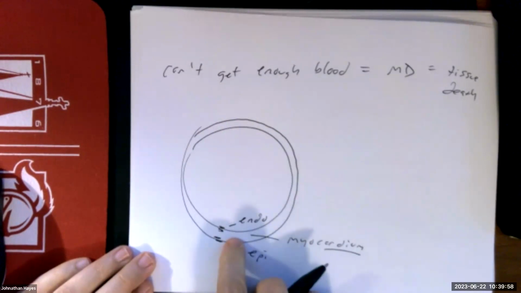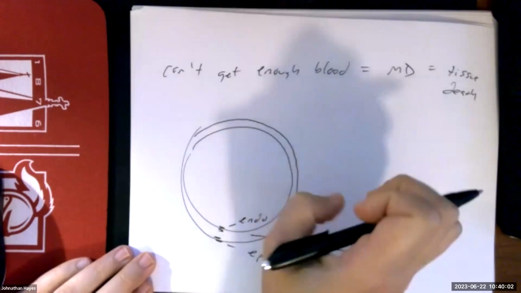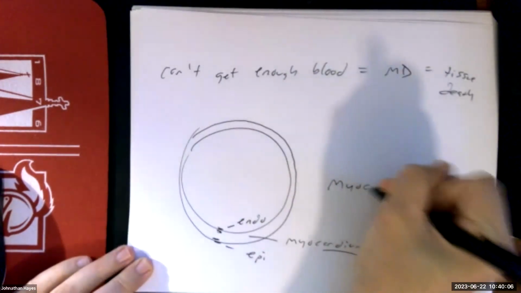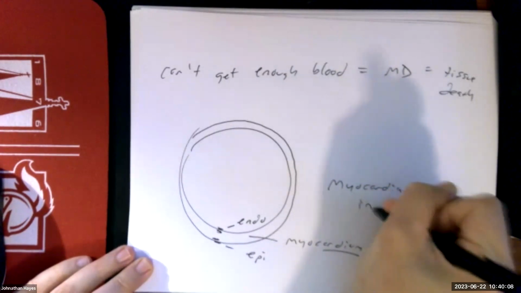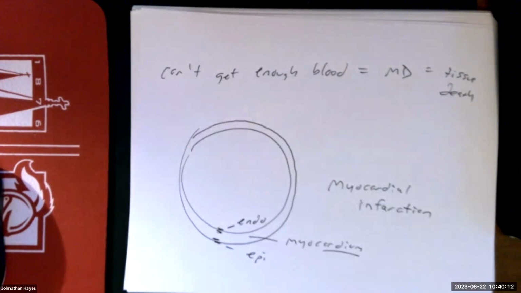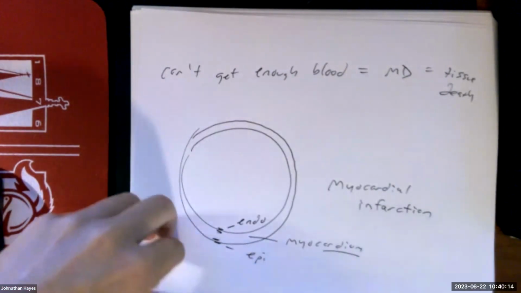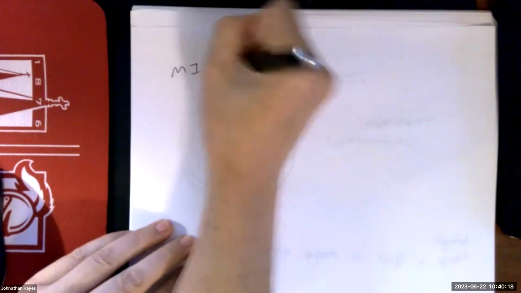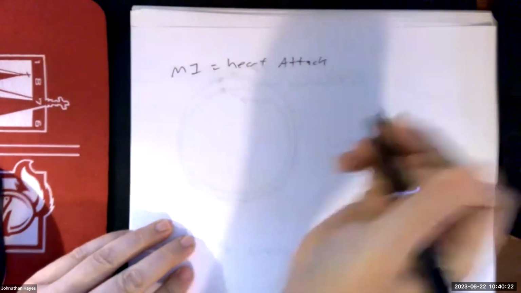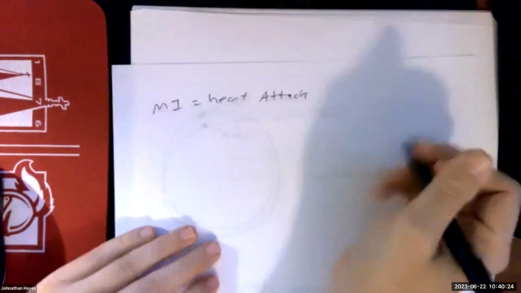If we don't get enough blood to the muscle layer, the part that's beating all the time, the most metabolically active, then we usually call that a myocardial infarction, right? So that is the same thing as saying a heart attack. So myocardial infarction equals heart attack. It's usually due to, again, some type of coronary artery disease.